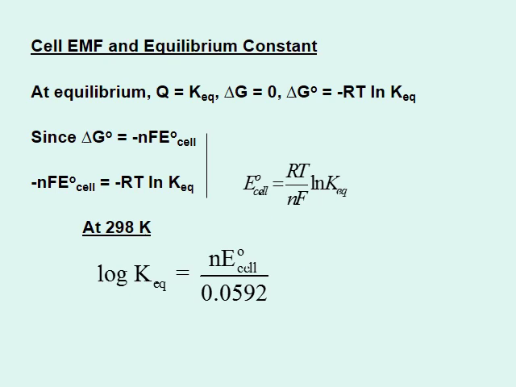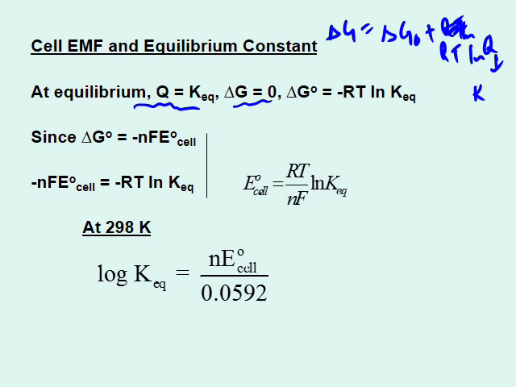Now, at equilibrium, we all know that the Q value is equal to the equilibrium constant, and delta G, the change in free energy, is equal to 0. So if you use those values in this expression, delta G equals delta G0 plus RT log of Q. Now, when Q equals the equilibrium constant, this becomes K equilibrium. I'm just showing you a little math here. Then delta G equals 0.